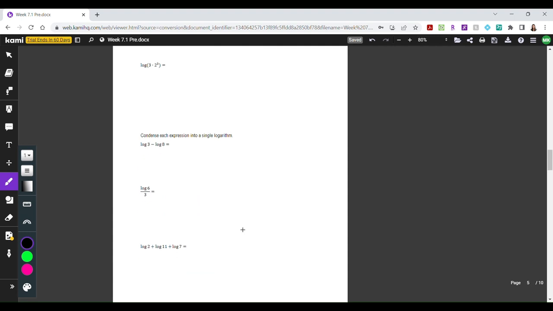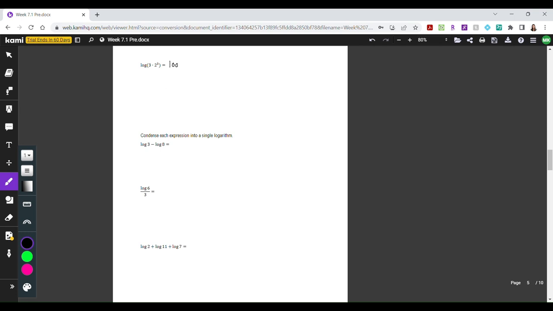Now, let's look at the next one. As you can see, the cube is only associated with the number 2, right? So that means when we expand this logarithm, this 3 here will not have a cube, because this cube is only associated with the 2. So when we expand it, it's going to look like this.